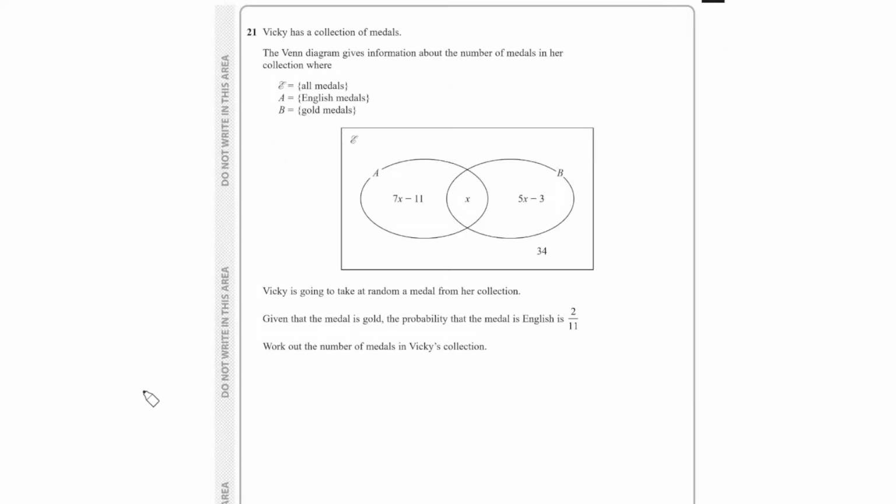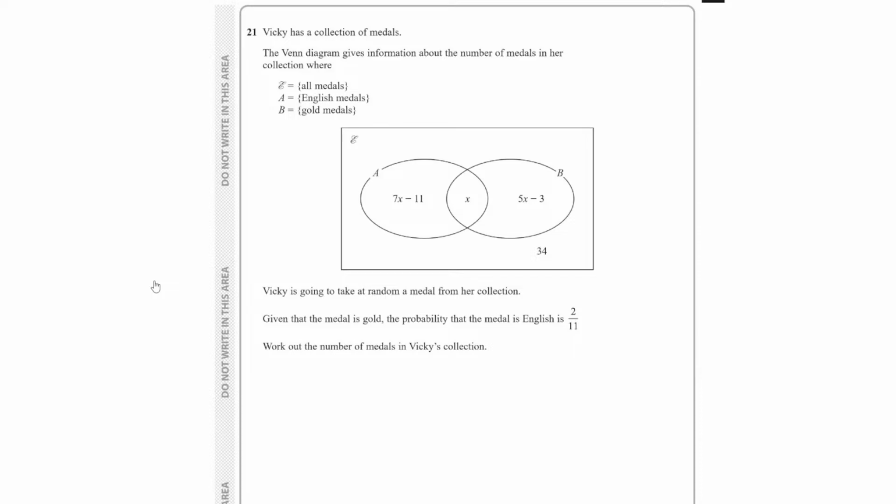Okay, we're on to our last question now, question 21. This one's 4 marks as well. So, need to move this down a bit. Oh no, you can see it, that's fine. So Vicky has a collection of medals.